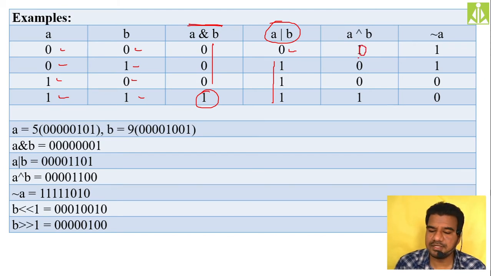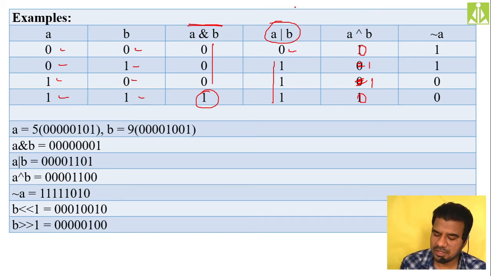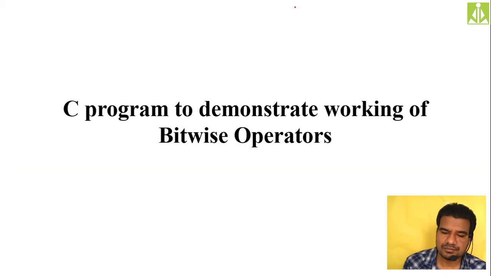If you have same bits, you will get 0, and if you have different bits, you will get 1. Then NOT is simply the complement. Whatever we have in A, you will get the reverse of it. If you have 0, you will get 1. If you have 1, you will get 0. The complement of the given bit. So, the NOT operation.